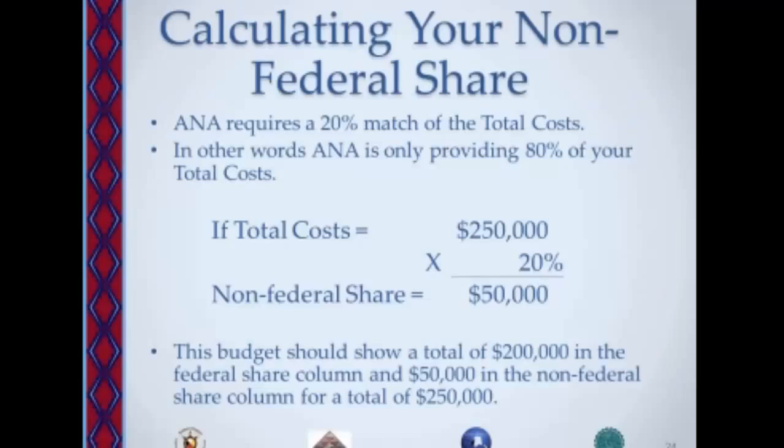So we've been talking about non-federal share a lot, and how do you calculate your non-federal share? ANA requires a 20% match of the total project costs. That means that ANA is providing 80% of your total project costs, and you're coming up with the other 20%. So if your total project costs are $250,000, you would multiply that by 20% and then come up with $50,000. So that means I should have a budget that shows a total of $200,000 in the federal share column and $50,000 in the non-federal share column, for a total of $250,000.